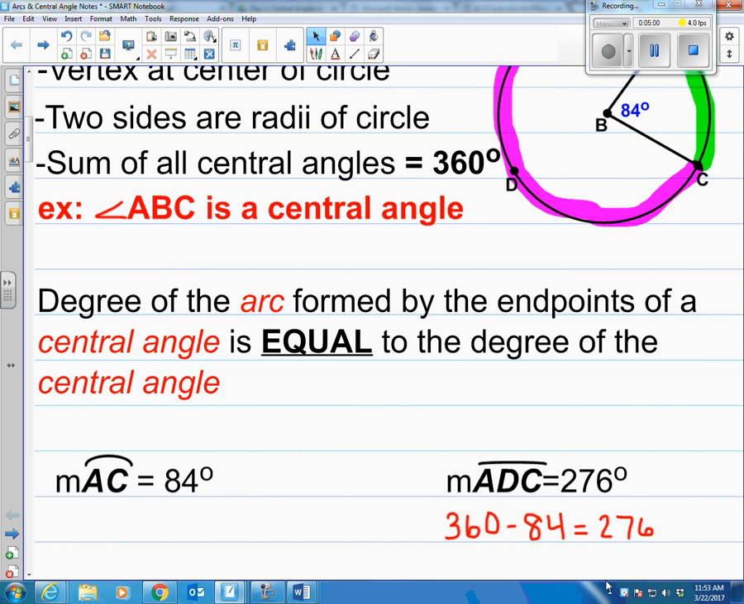All right, so make sure all of these notes are copied down and we will go over practice together as a class.